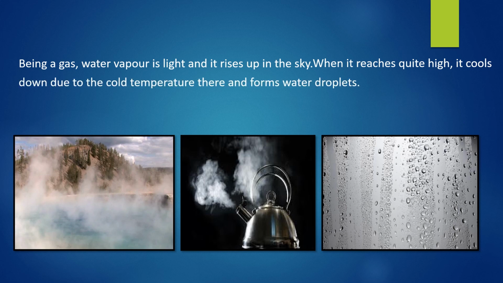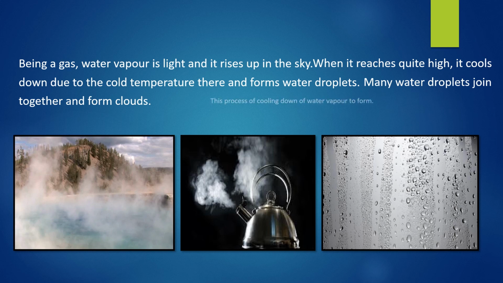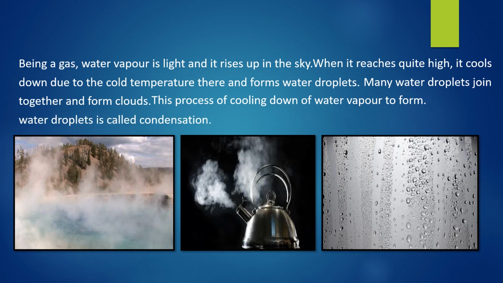When it reaches quite high, it cools down due to the cold temperature there and forms water droplets. Many water droplets join together and form clouds. This process of cooling down of water vapor to form water droplets is called condensation. So when water vapor goes up high in the sky and becomes cool, it changes into clouds and water droplets, then again it comes to the ground.